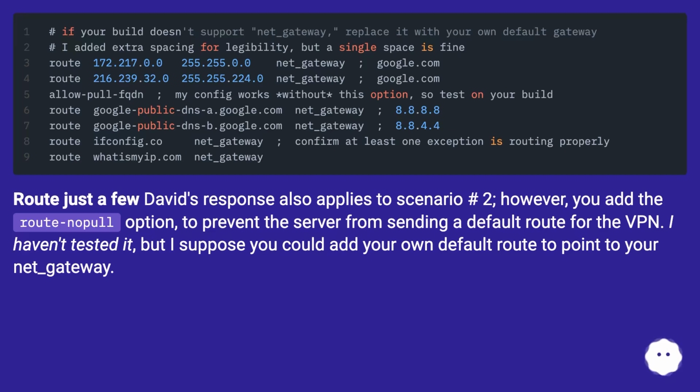Route just a few. David's response also applies to scenario number 2, however, you add the route-nopull option to prevent the server from sending a default route for the VPN. I haven't tested it, but I suppose you could add your own default route to point to your net_gateway.